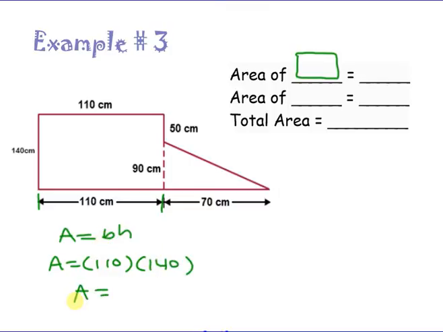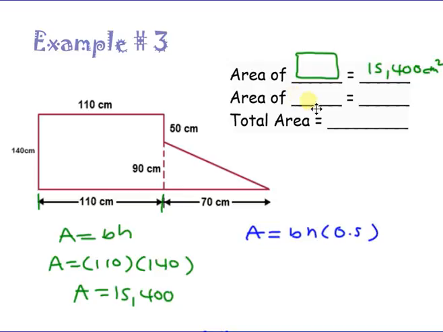So area equals 110 times 140, which is 15,400 centimeters squared. Now we're going to look at the triangle. So that's going to be area equals base times height times 0.5. And so we're going to find the area of the triangle. So the base of the triangle is 70 centimeters, and that's from here to here. The height of the triangle is 90 centimeters.